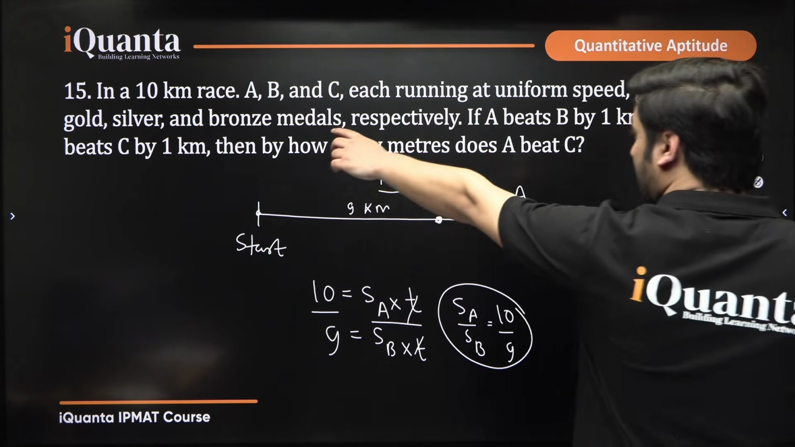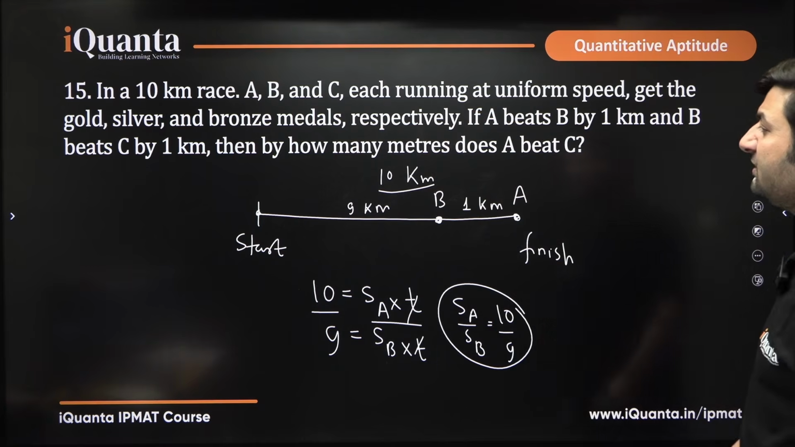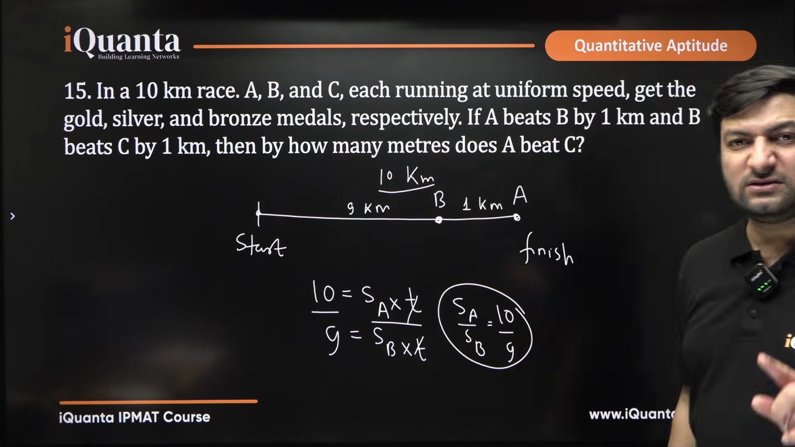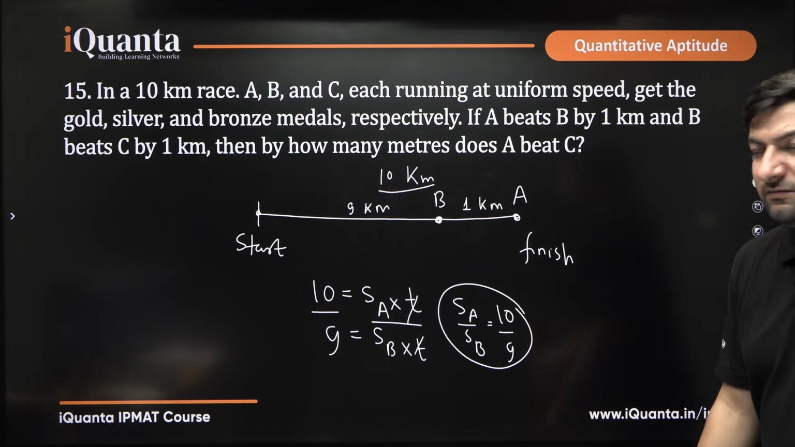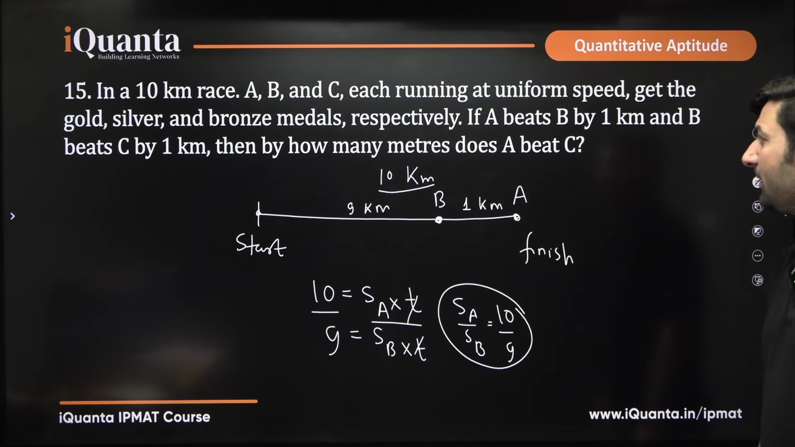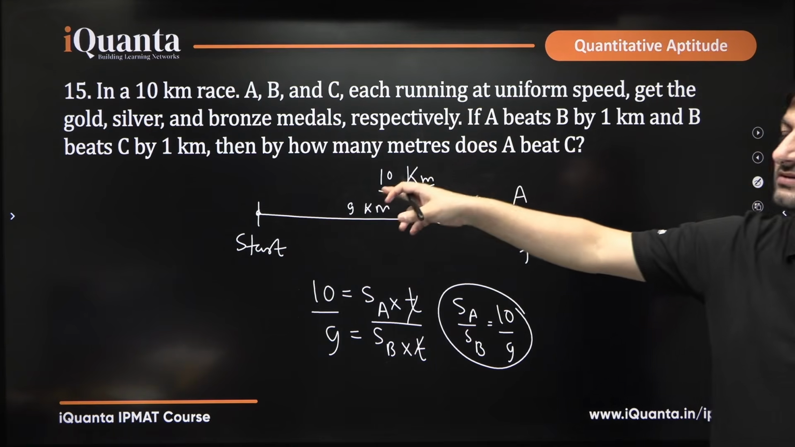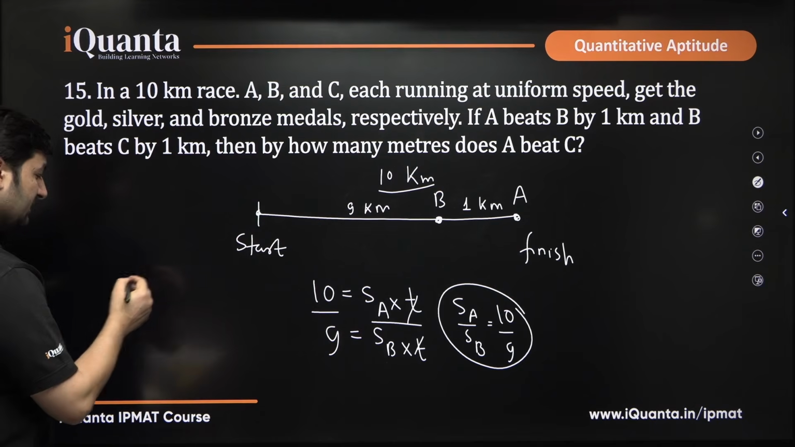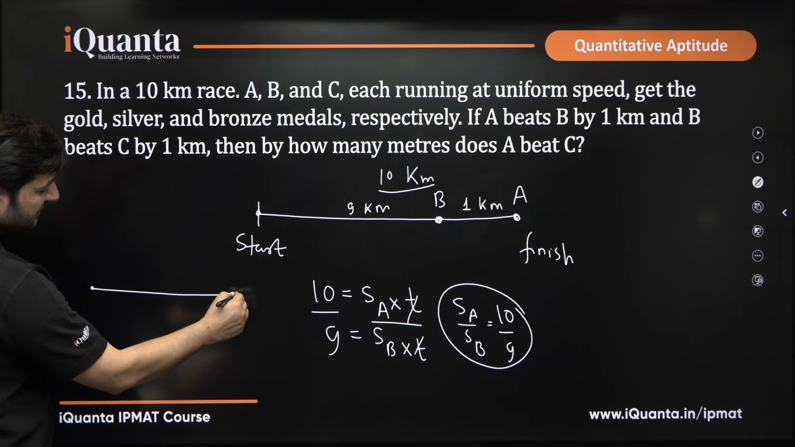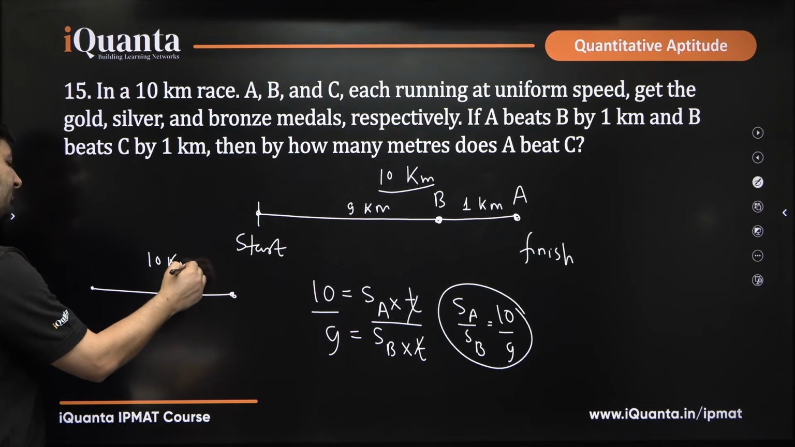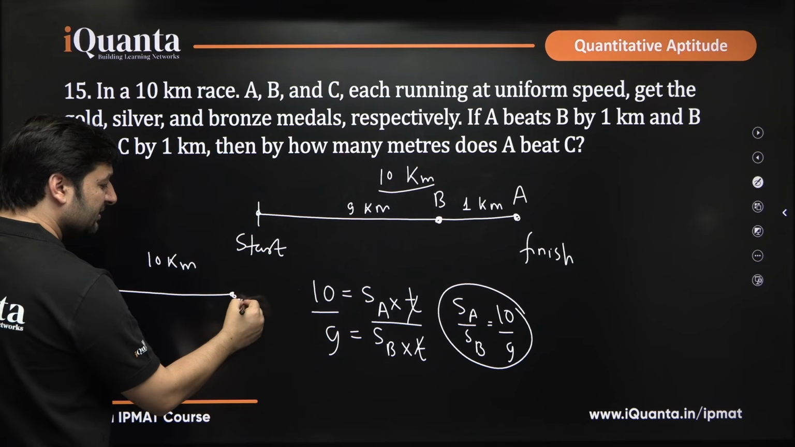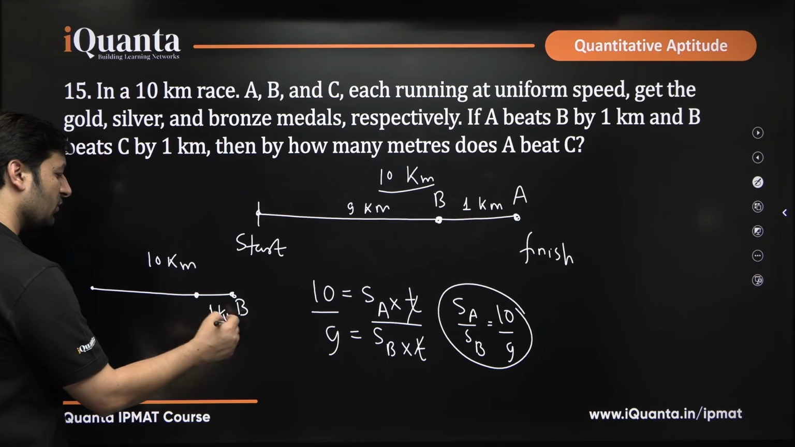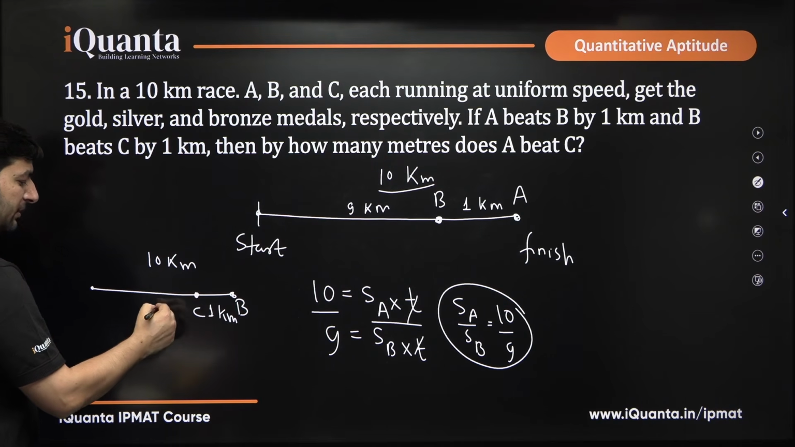And I was given that in a race ABC, they run at uniform speed. Uniform speed means that speed is not changing in between. They get gold, silver, bronze. So A is the winner of the race, B is getting the silver medal and C the bronze medal. And B beat C by 1 kilometer. What does this mean now? Always remember, beating means that the other person has reached. So this is a 10 kilometer race, B has beaten C. That means in the time when B reached the finish, C was short by 1 kilometer. This entire race is 10 kilometers, then C is here, so that means this is 9 kilometers.